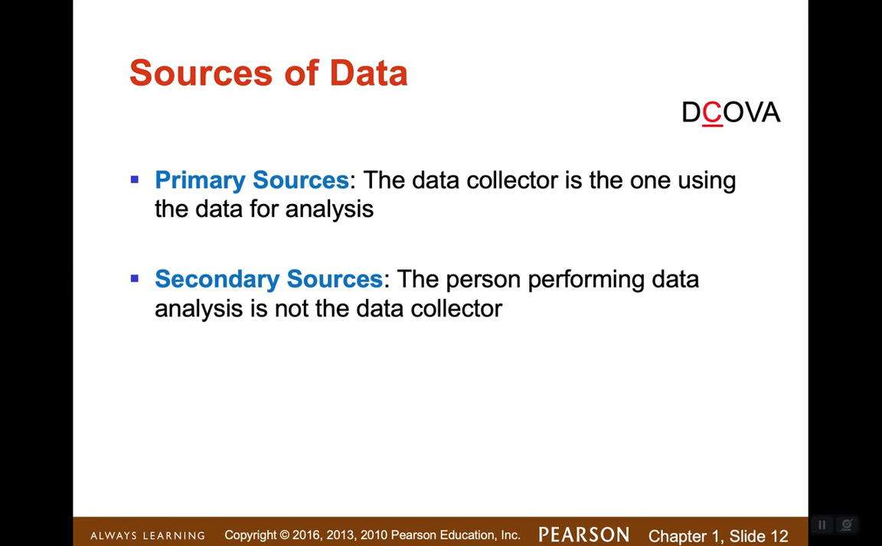The sources of data that we're looking at are what we call primary sources and secondary sources. Primary sources means the data collector is the one using the data for the analysis. For example, if you were a scientist setting up an experiment and gathering the results, you would be the primary source. With secondary sources, the person performing the data analysis is not the data collector. In large part, we'll be pulling from secondary sources.